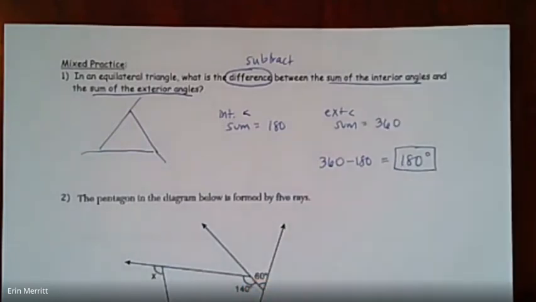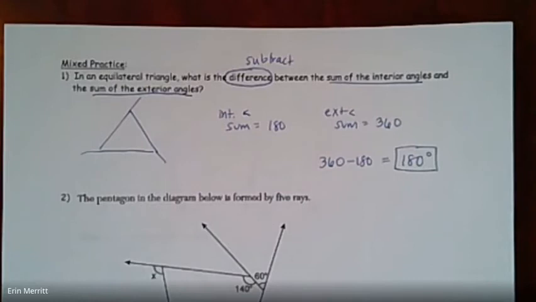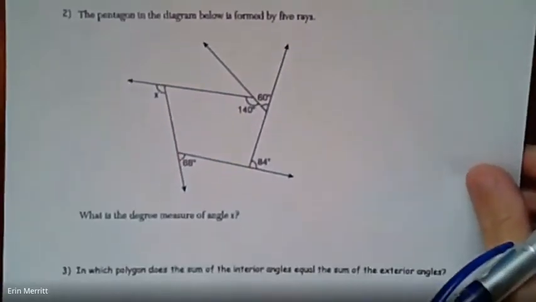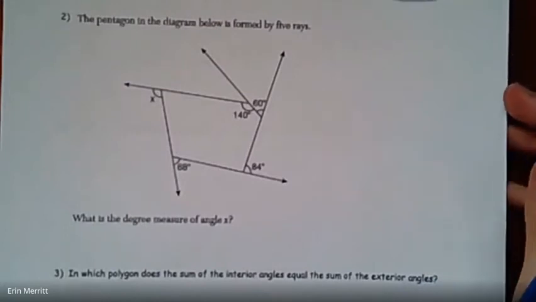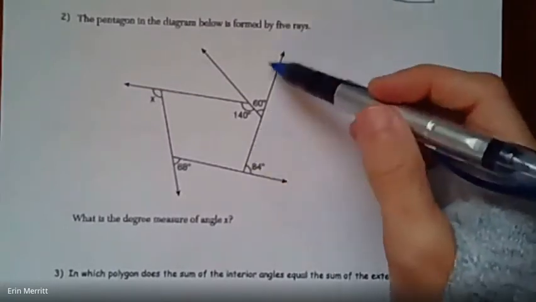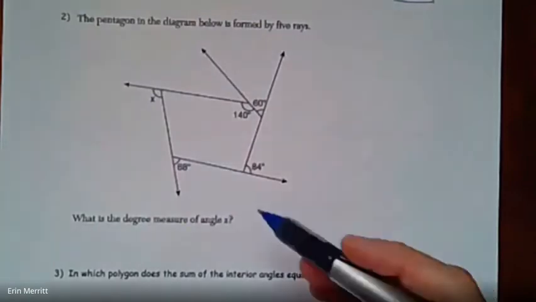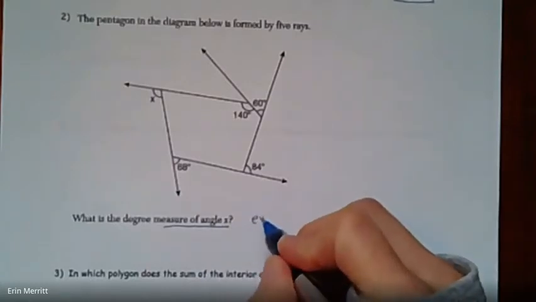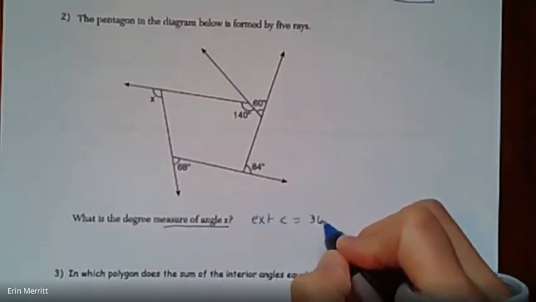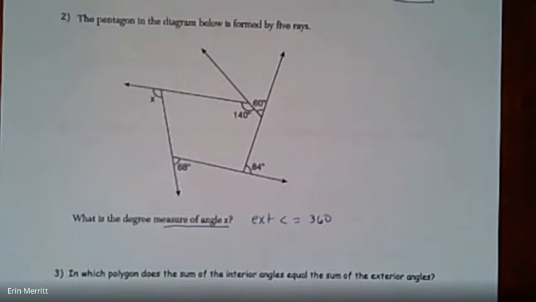When we look at number 2, this is an old Regents exam question. It's saying you have a pentagon that is drawn, and it's formed by these 5 rays. So they're extending out each side. What is the measure of angle X? I like this one because it's testing the concept of, do you recognize that the exterior angles add up to 360? But then also, are you looking closely at the diagram?